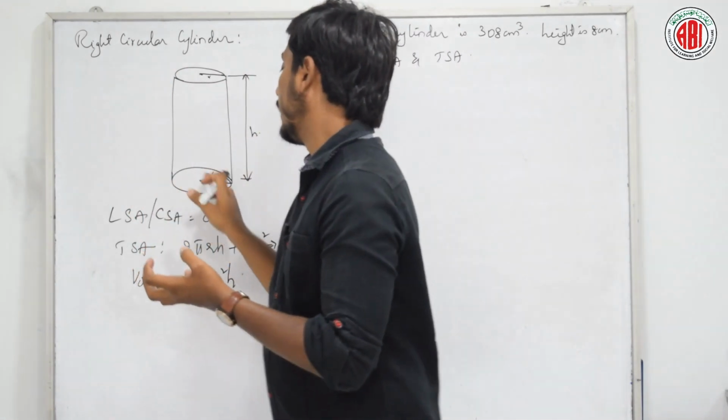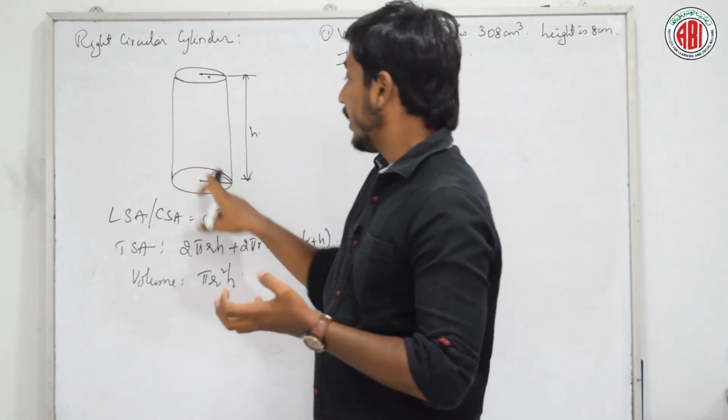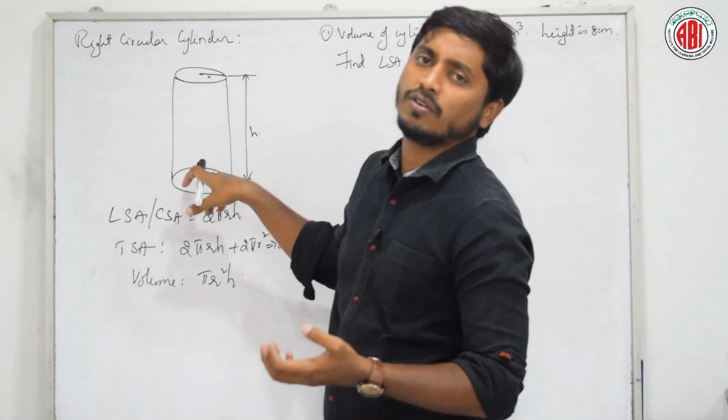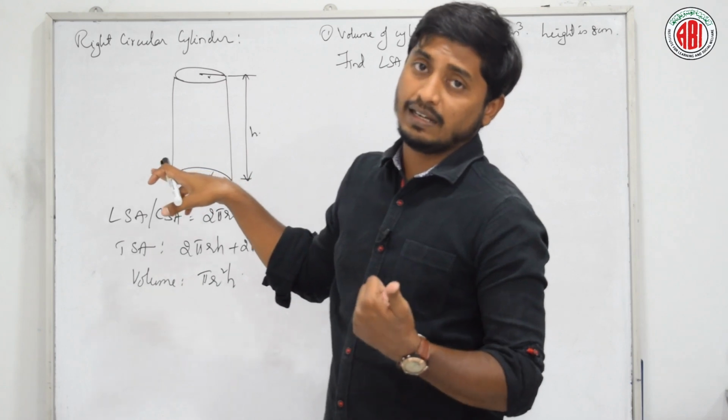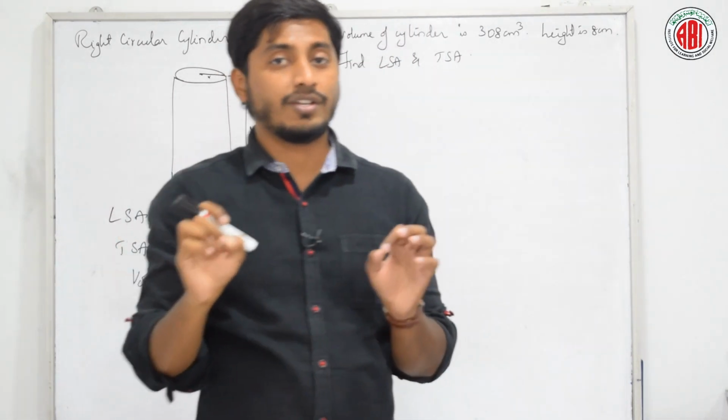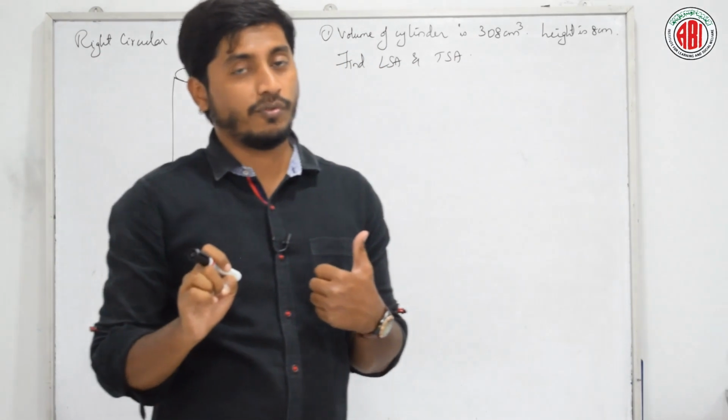Similarly here also, the area of this is pi r square. If I multiply with height, I will get the total volume. Is it clear? Don't get confused. That is a basic logic you have to remember. Okay, shall we do a few problems?